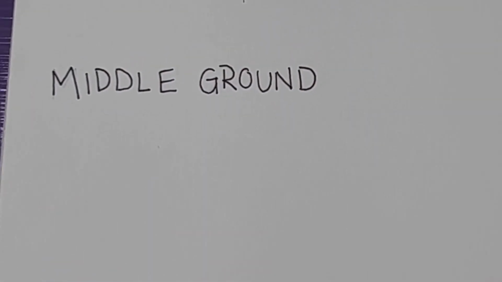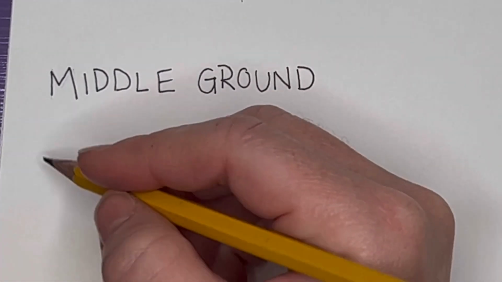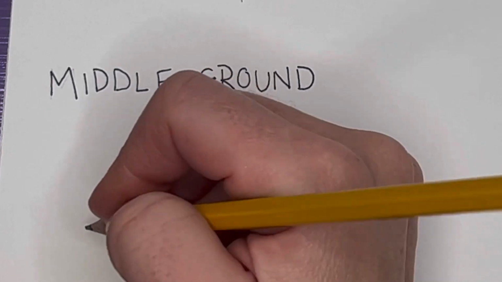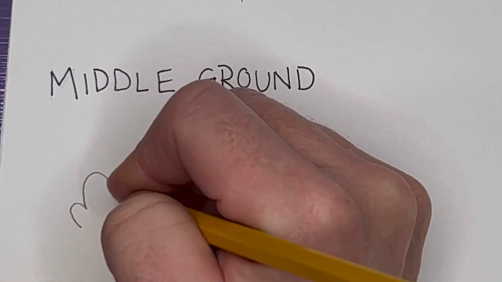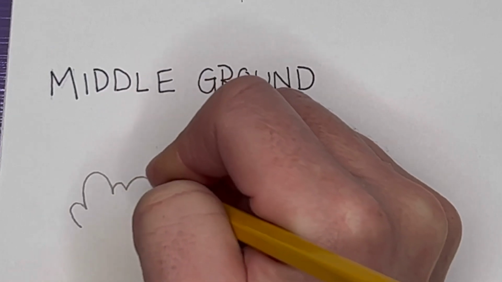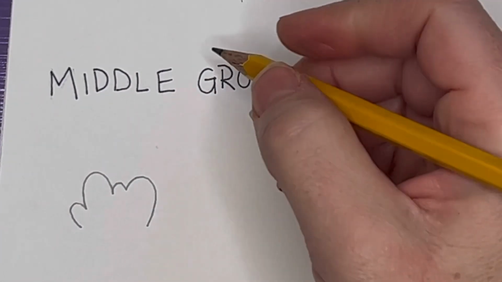For the middle ground, we will draw different shrubs that will appear larger than the plants in the background. For our first shrub in the middle ground, draw a simple cloud shape shrub. Then behind it, draw a second.